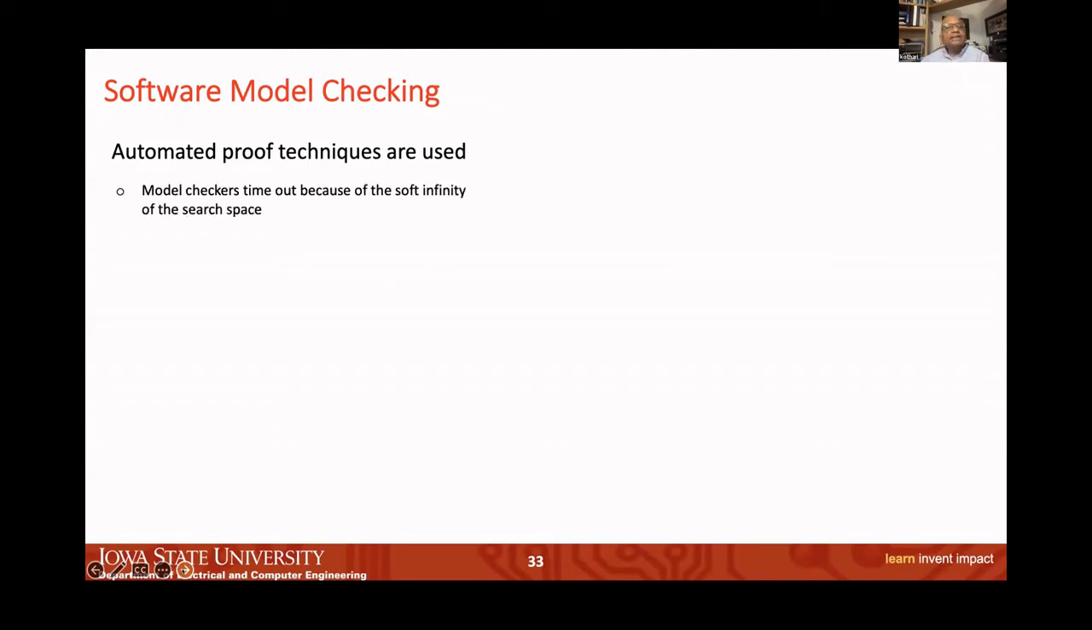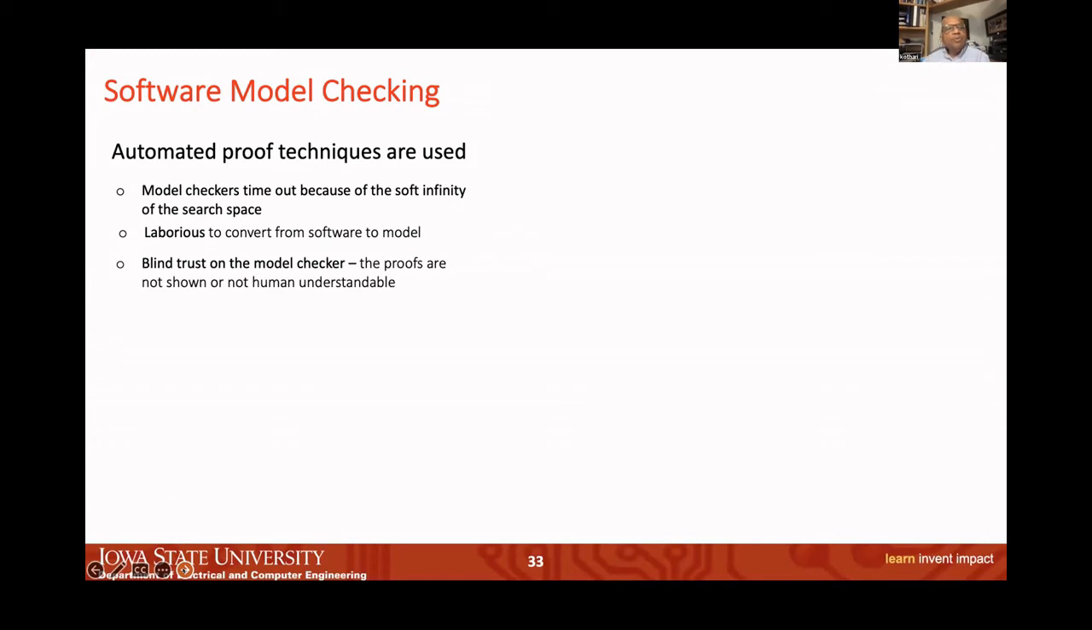So model checkers time out because of the soft infinity of behaviors. That's the issue. It's also very laborious to take a given software and convert it into a model which the model checker can check. And the conversion process itself can have bugs, and the model checker may be correct, but may give wrong results because the conversion is not accurate.